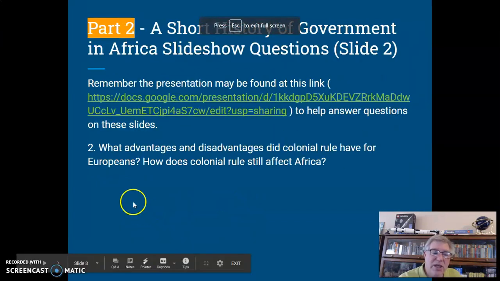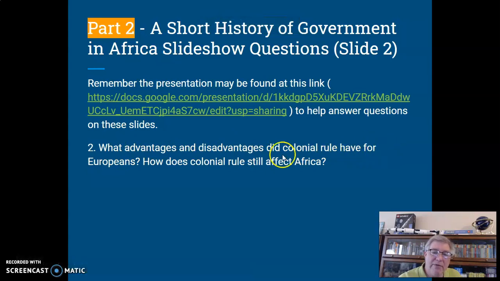The second question: what advantages and disadvantages did colonial rule have for the Europeans? Once the Europeans took over Africa, did they have advantages or disadvantages to having colonies in Africa? And then finally, how does colonial rule still affect Africa? Now that Africa is free, and has been free for more than 50 years now, how does the colonial rule of the Europeans still impact Africa and its culture today, its governments today?